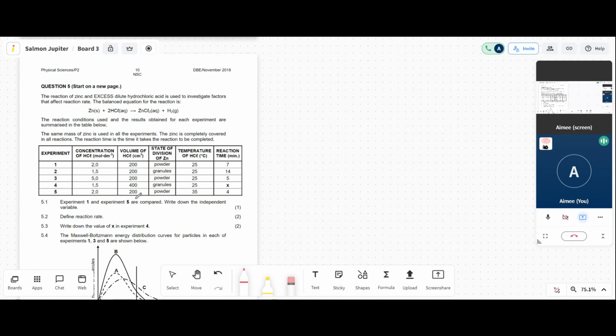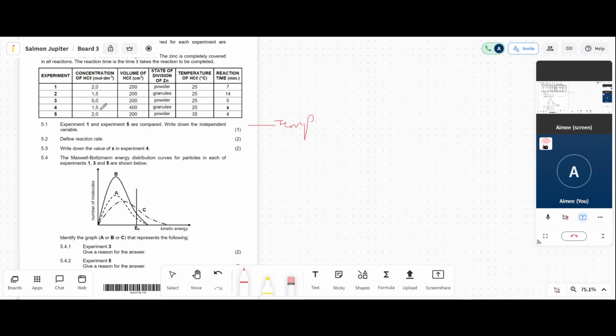So here's experiment 4. They pretty much haven't given us any additional information. Okay? So now what you've got to do is compare number 4 to the rest. We can't compare it to 5 because the concentration of HCl is different. We can't compare it to 3 because our concentration is different. Can we compare it to 2? Yes, our concentration is the same.